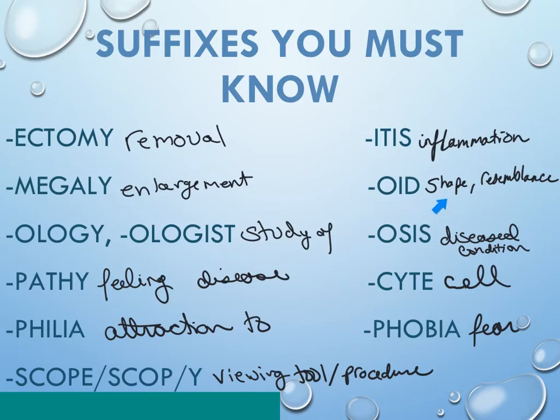Oid refers to something's shape or having a resemblance to something else. So there might be a fibroid that looks like fibers. And then osis is a diseased condition of something. So make sure you read through the list and remember those.